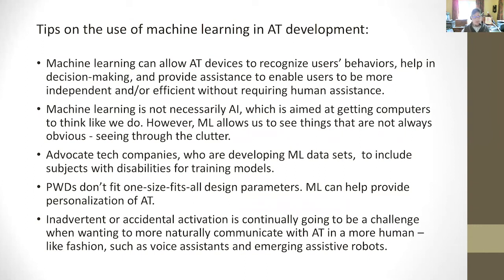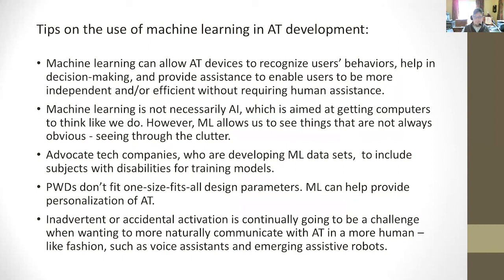In conclusion, here are some tips I have on machine learning for AT development. Machine learning can help recognize users' behaviors, can help them in the decision making process, and provide some assistance to be more independent or efficient without needing that extra help from human assistance. Machine learning is not necessarily AI, which is really aimed at getting computers to think like we do. However, machine learning does allow us to see things that are not always apparent, to see through that clutter of data.